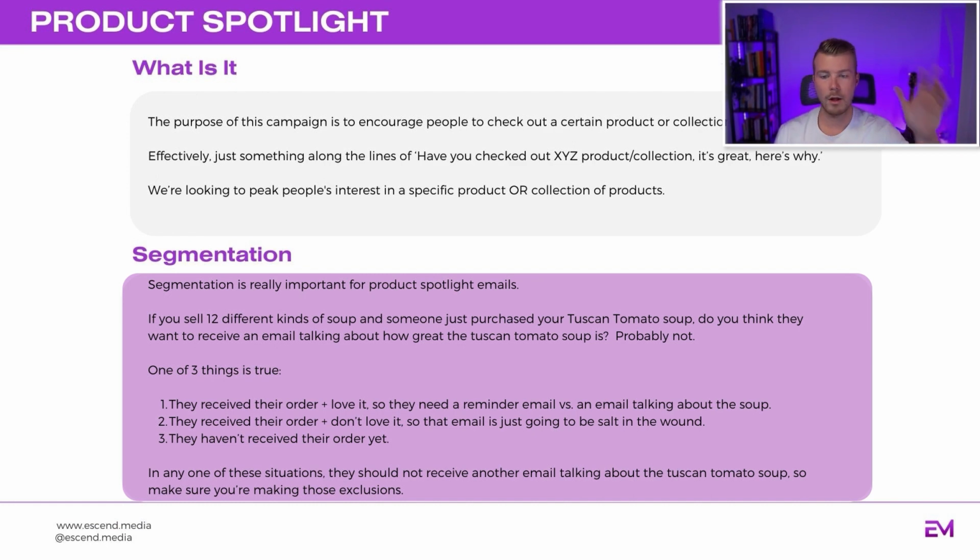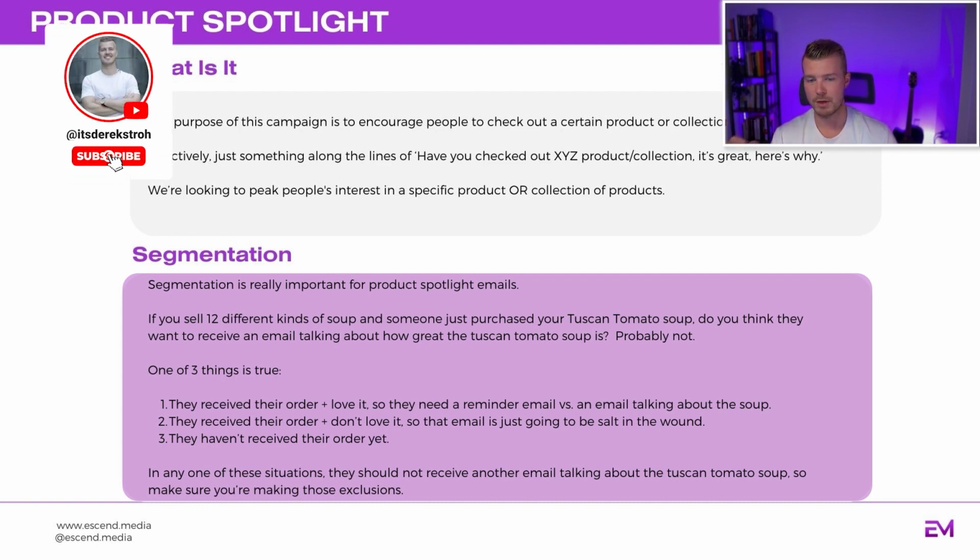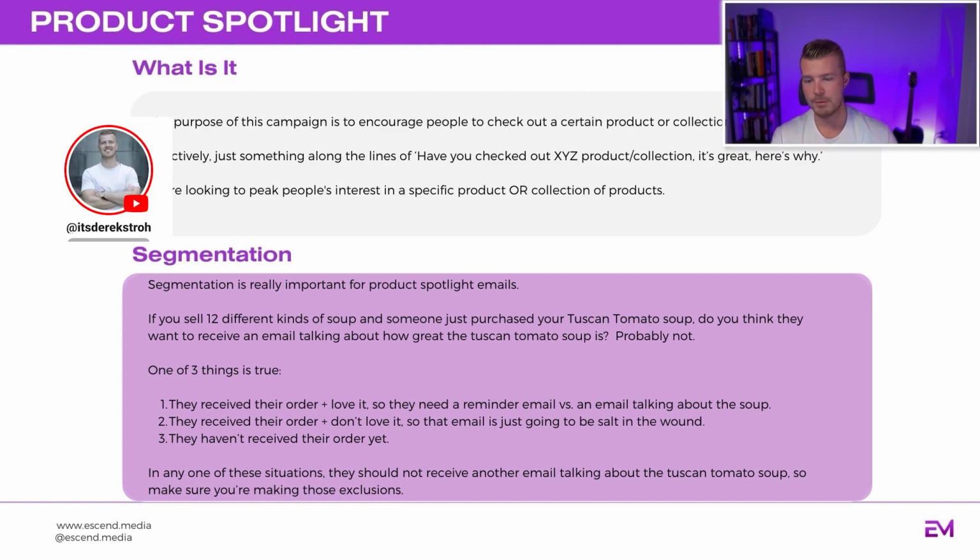If you sell 12 different kinds of soup, for example, and someone just purchased your Tuscan tomato soup, do you think they want to receive an email talking about how great the Tuscan tomato soup is? Probably not. So one of three things is true here. Either they receive their order and they love it, so they need a reminder email, not a product spotlight email. Number two is they receive their order and they don't love it, so you're just going to upset them and it's going to be more salt in the wound by sending this email. And number three is they have not received their order yet. In any one of these instances, we should not be sending people this product spotlight. So make sure that those people are in your exclusions.